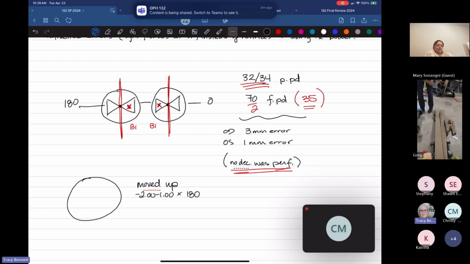Well, moved up lets us know that we should be in what meridian? What meridian are we dealing with for power? 90. So this is 180. Add them both together to get 9 at 90. So we have a -3. So we know we're dealing with a minus lens. So I know that I'm going to draw my lens like this. And you can start there.